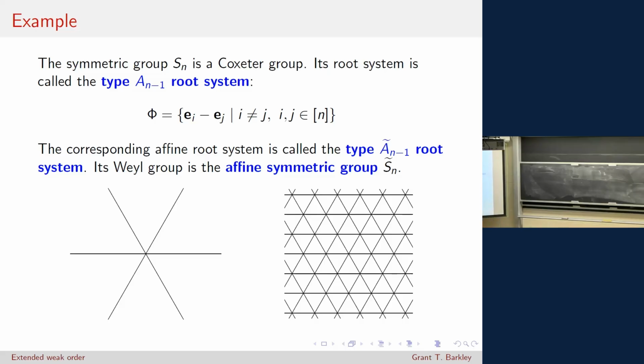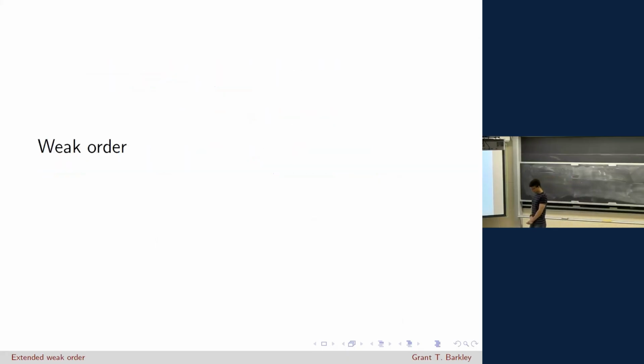So this is the Coxeter arrangement for S3. Then I get a very nice picture over here. This is the Coxeter arrangement for affine S3. So you can see you get some nice geometry from this, and we'll see more about that in a minute. So, questions about root systems before I move on to week one?